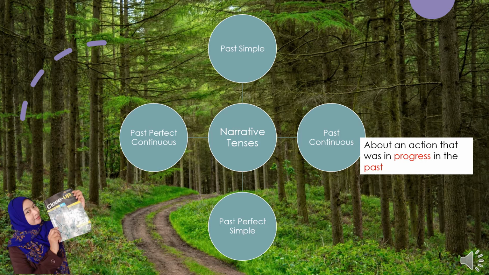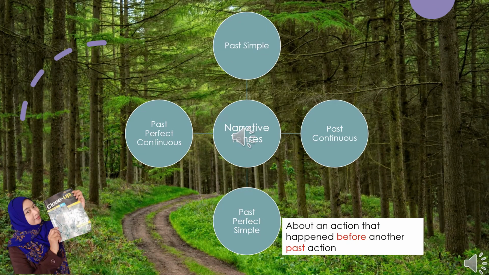Use the past continuous to set the scene of the story and to talk about an action that was in progress in the past when another action interrupted it. Use the past perfect simple to talk about an action that happened before the time of the narrative or another past action.